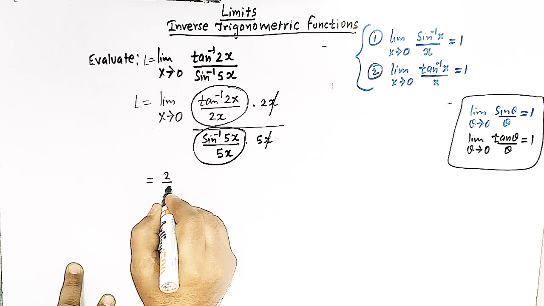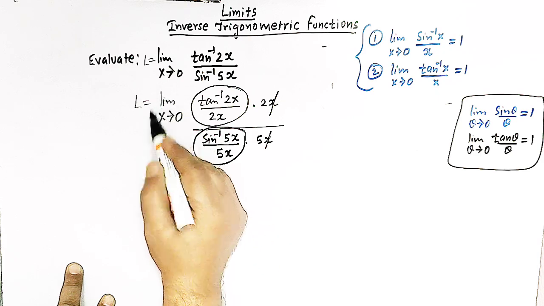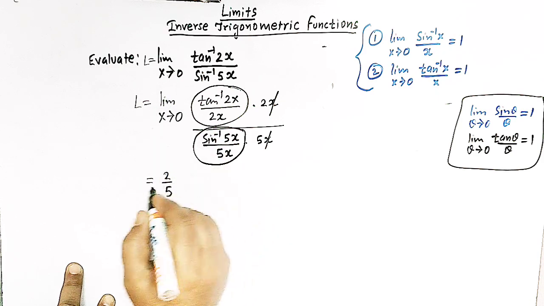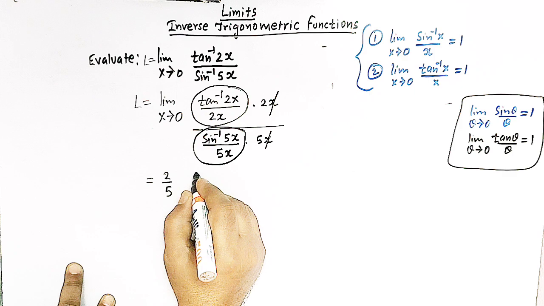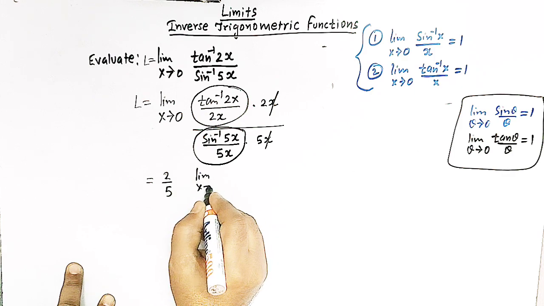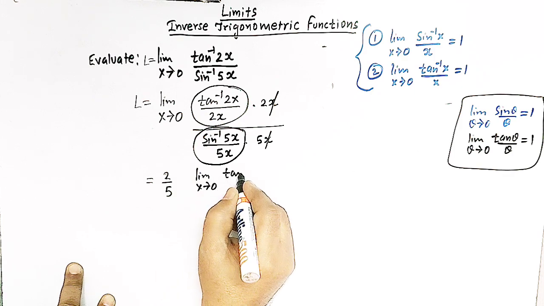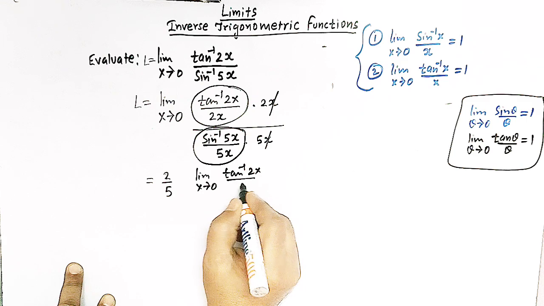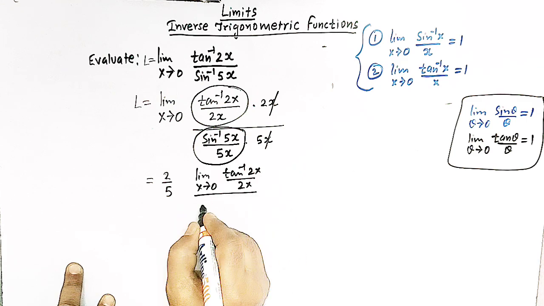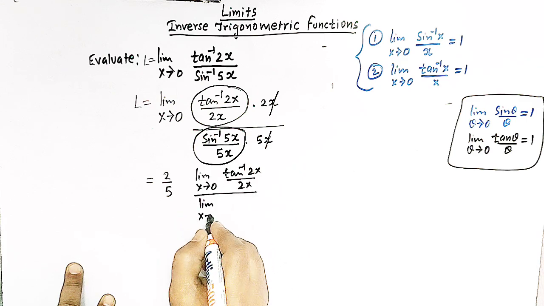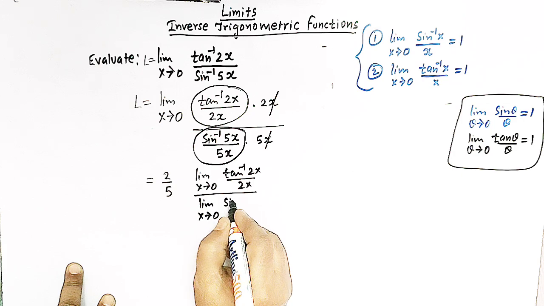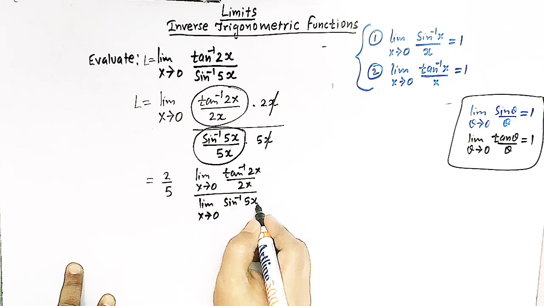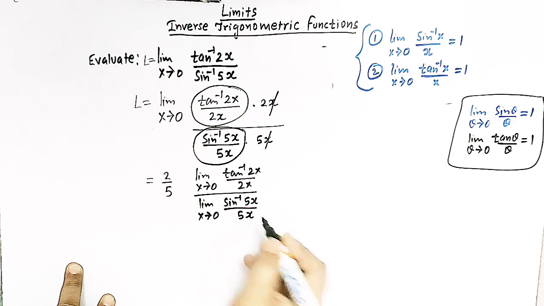So we can now write 2 over 5 in front of the limit notation, and we can now write here the limit as x tends to 0 of tan inverse 2x over 2x divided by the limit as x tends to 0 of sine inverse 5x over 5x.